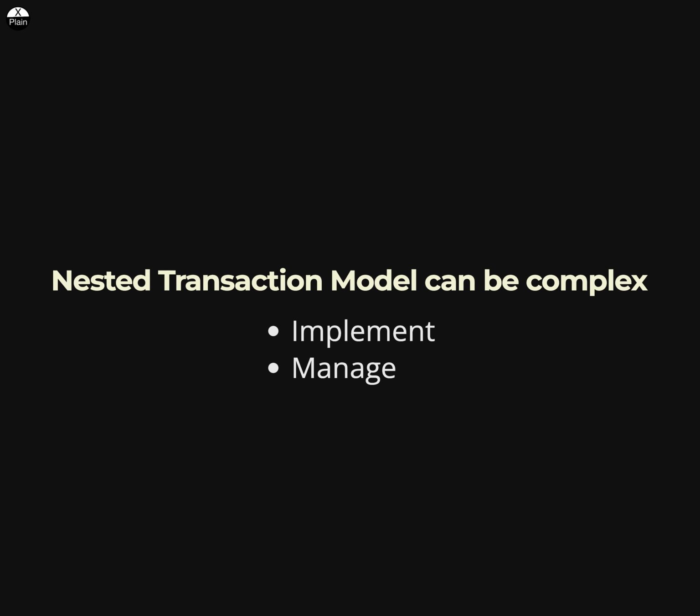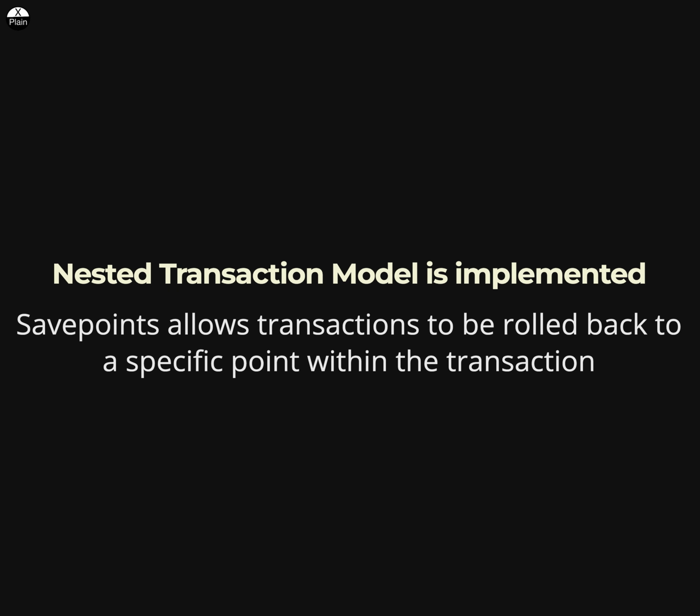In some databases, the nested transaction model is implemented using a technique called Savepoints, which allows transactions to be rolled back to a specific point within the transaction. This allows the database to discard the changes made by the child transactions and restore the state of the parent transaction without rolling back the entire transaction.